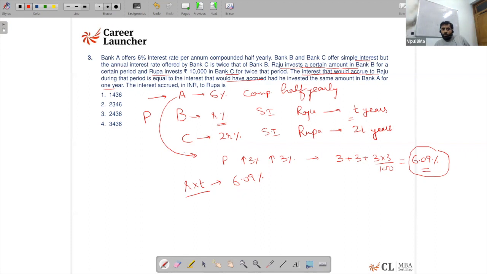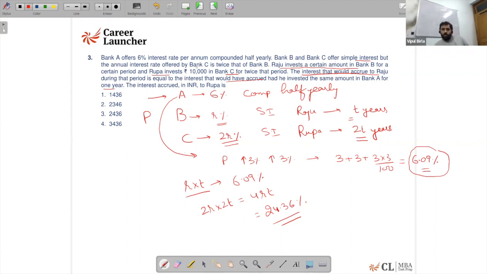Now, if you talk about Rupa, she invested at a rate of 2R for twice the time period. So therefore, her effective percentage return will be nothing but 2R into 2T, which is 4 times of RT, which is coming out to be nothing but 24.36%. So the effective interest that Rupa will be getting will be 24.36% of the principal, whatever Rupa has invested.